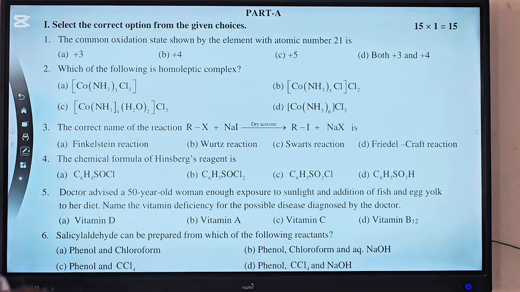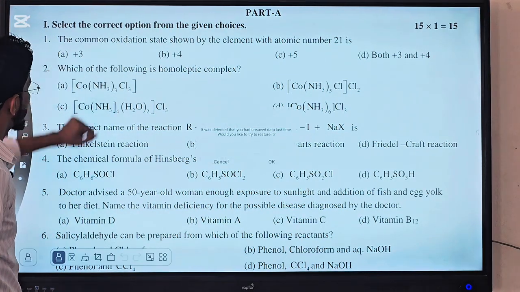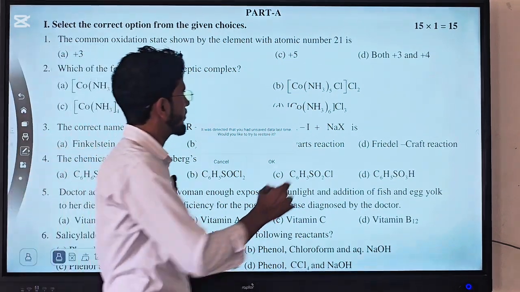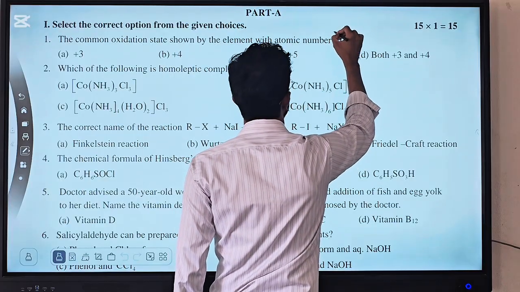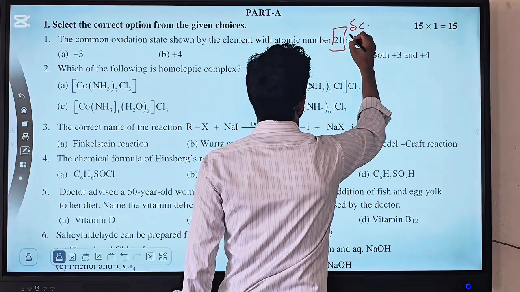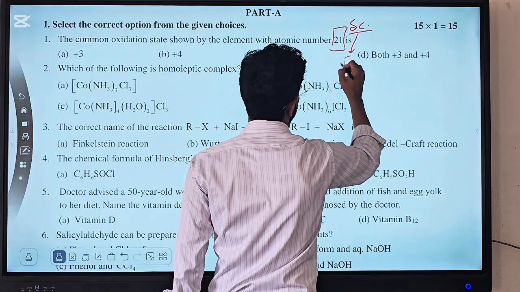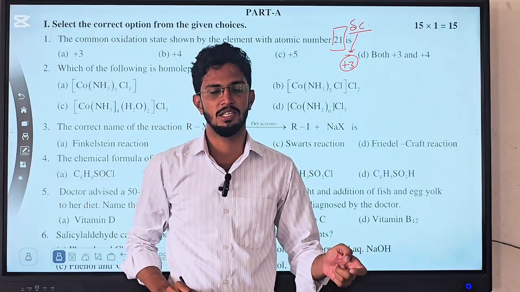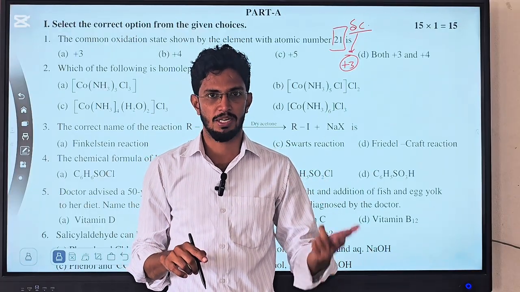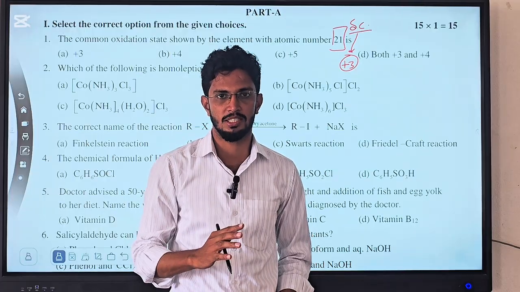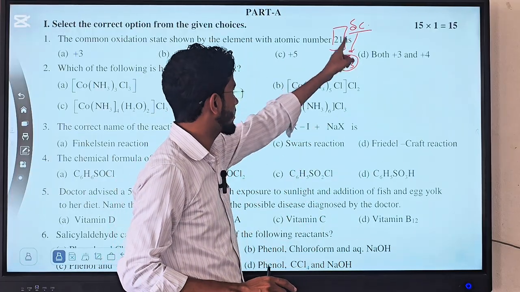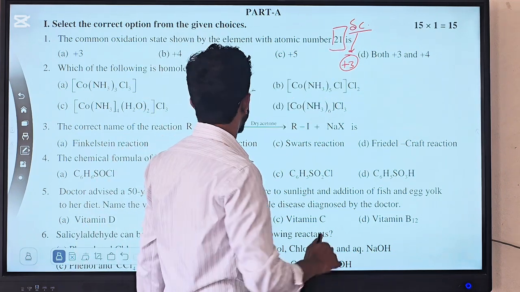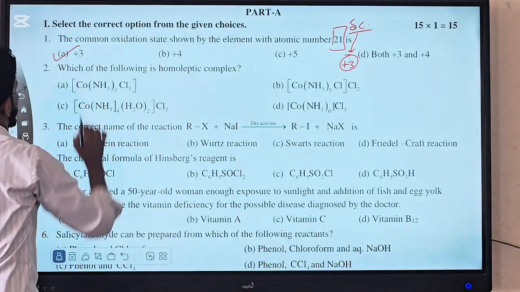First question is given here. The common oxidation state shown by the element with atomic number 21. As we know, atomic number 21 is scandium, and the common oxidation state of scandium is +3. The first group of d-block elements has +3 and the last has +2, which is a fixed oxidation state. Apart from that, all the remaining transition elements show variable oxidation states. The first group, scandium, yttrium, lanthanum, has only the +3 oxidation state. The answer of the first question will be A.